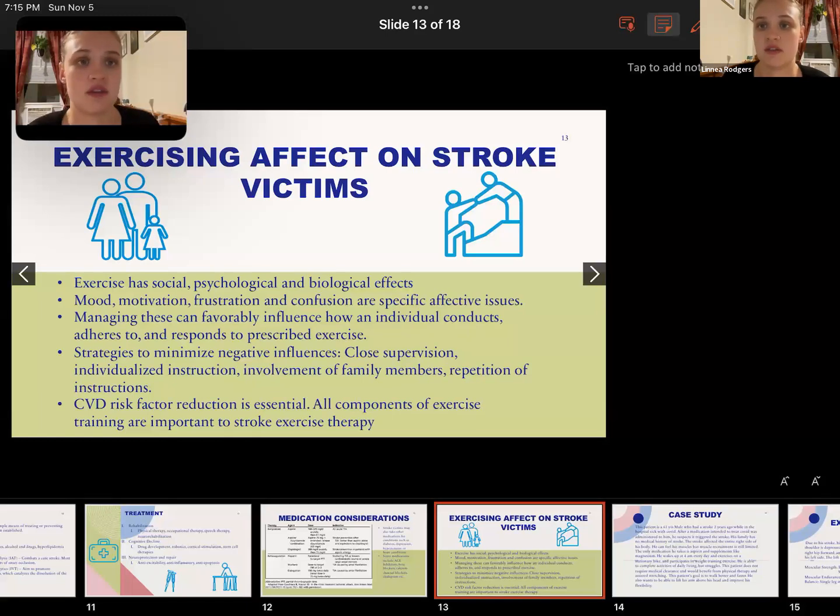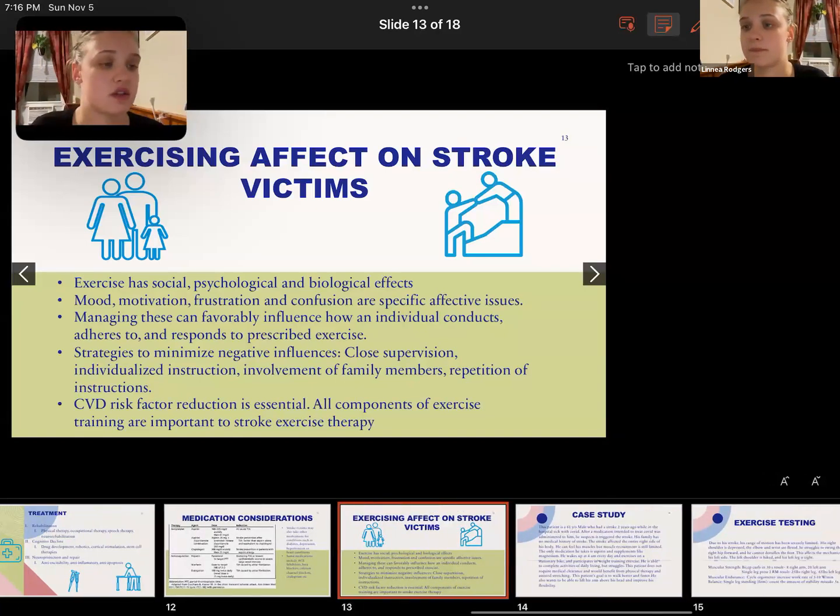Managing these can favorably influence how an individual conducts, adheres to, and responds to prescribed exercise. So, some strategies to minimize negative influences are close supervision, individualized instruction, involvement of family members, repetition of instructions, and so on. So, cardiovascular disease risk factor reduction is essential since it's all connected. All components of exercise training are important to stroke exercise therapy.